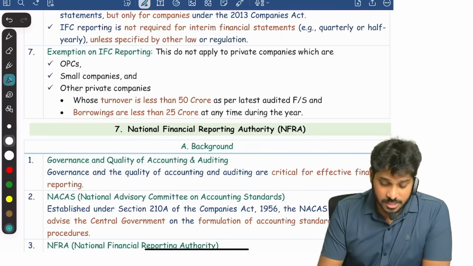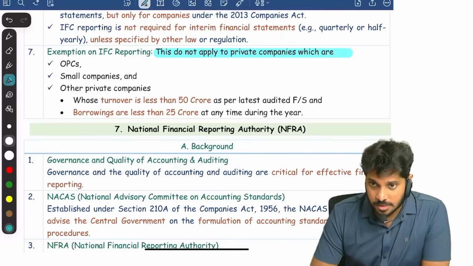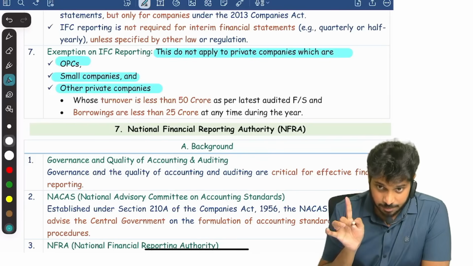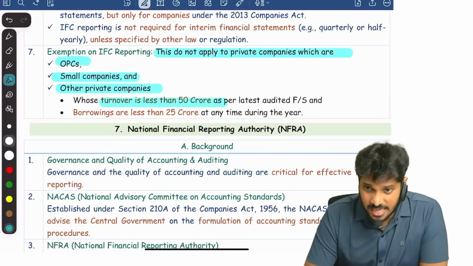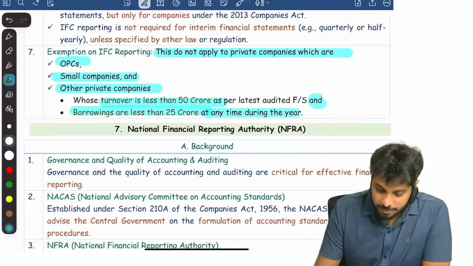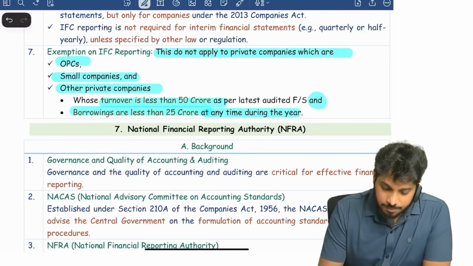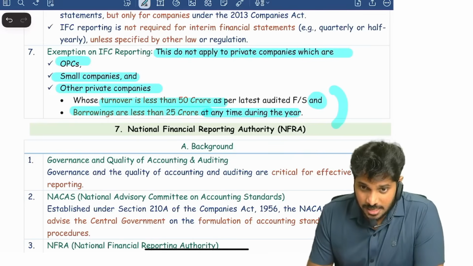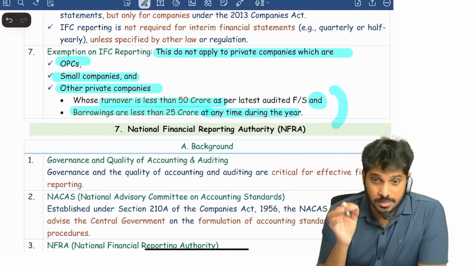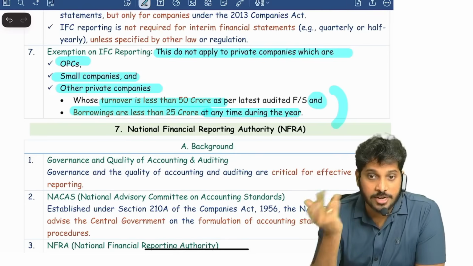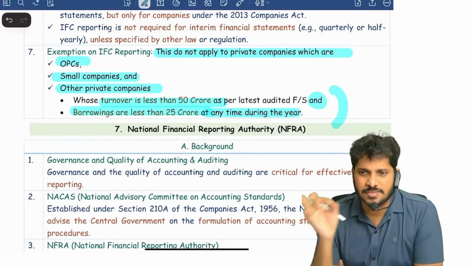But IFC reporting does not apply to private companies which are OPCs, small companies and other private companies where turnover is less than 50 crore and borrowings are less than 25 crore at any point of time, both conditions. If a private company whose turnover is less than 50 crore and whose borrowings are less than 25 crore, for them IFC reporting by the auditor is not required. Very simple. What is IFC reporting?